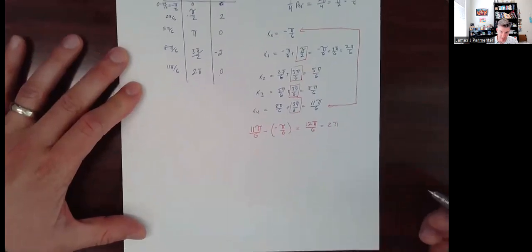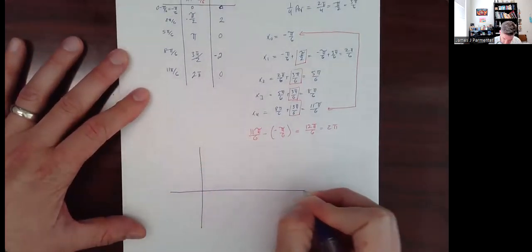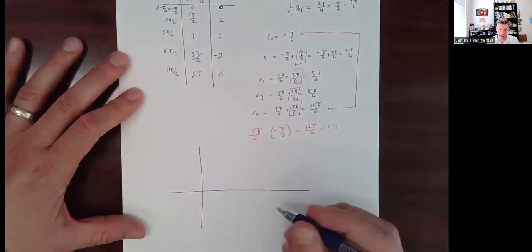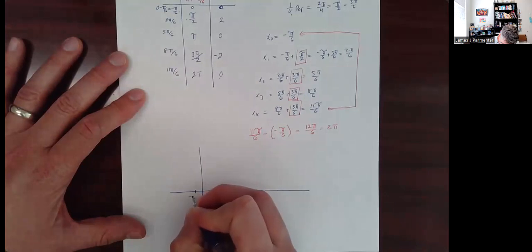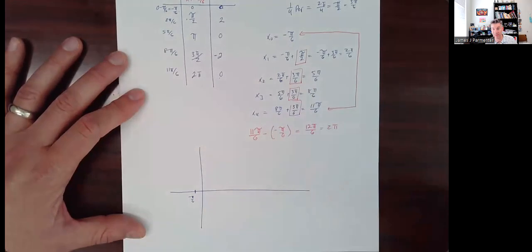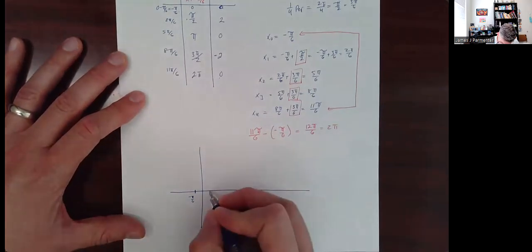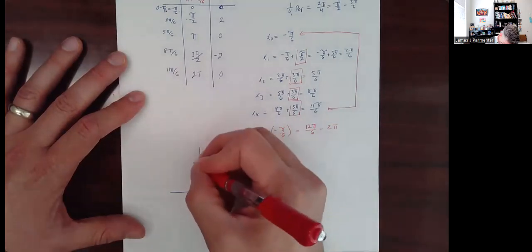Now I'm going to try and graph it. So this is where things get a little bit dicey with the graph. So I'm going to go negative pi over six, so pi over six to the left. That's my negative pi over six. And then 2 pi over 6 to the right. Well, two pi over six is twice as big as pi over six. So I'm going to go essentially twice as much to the right.